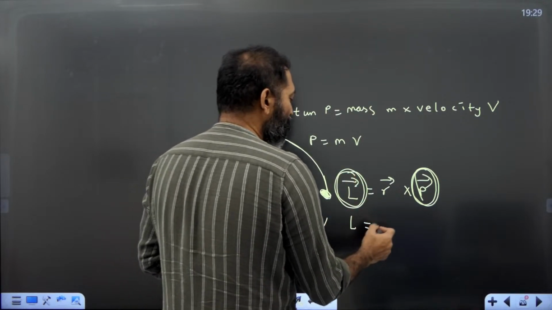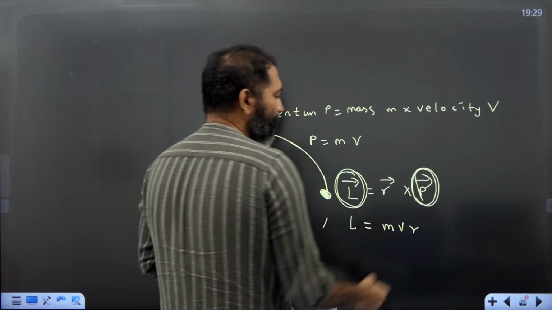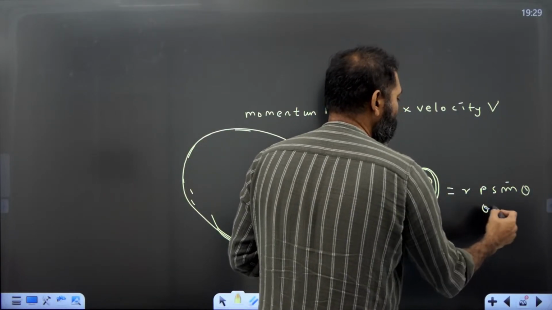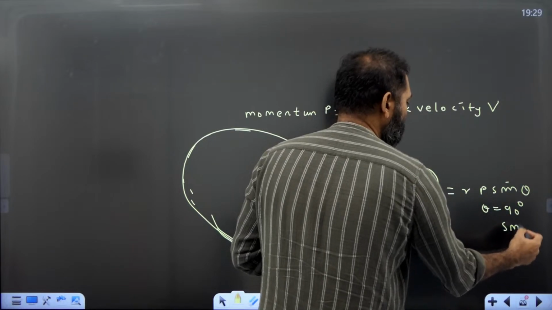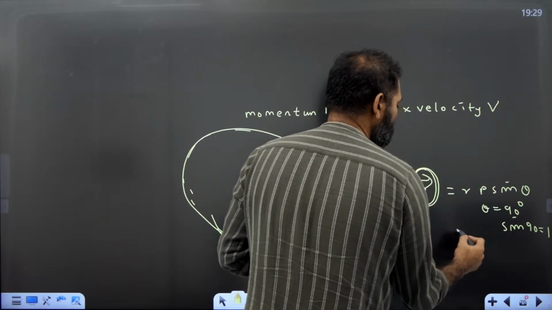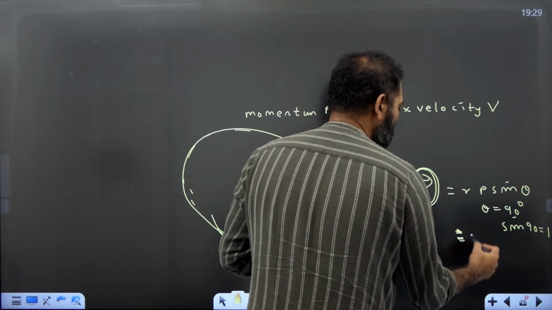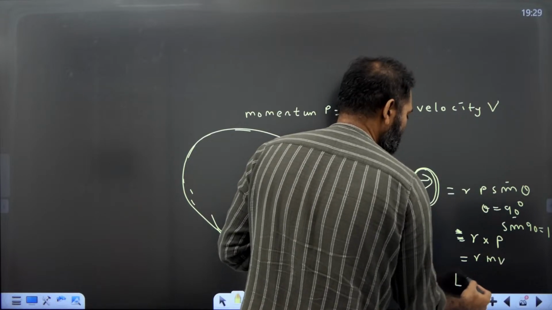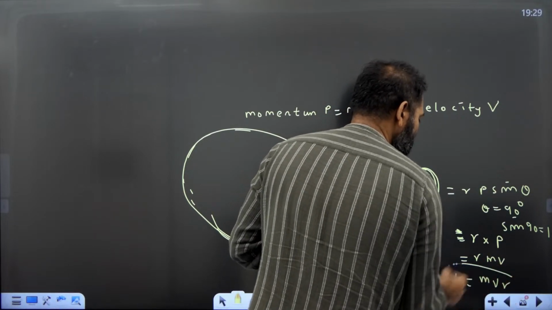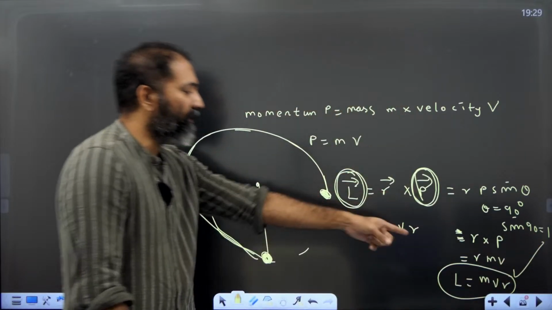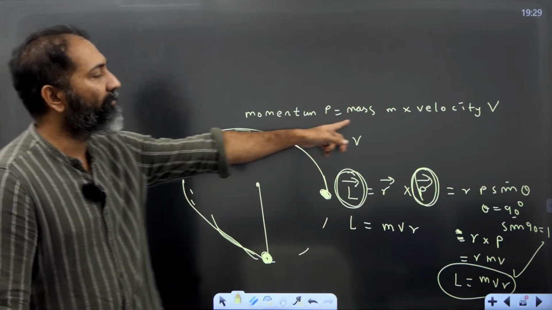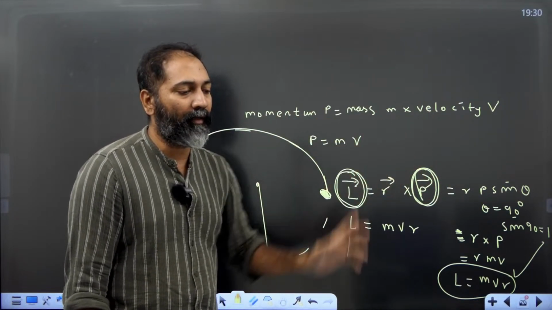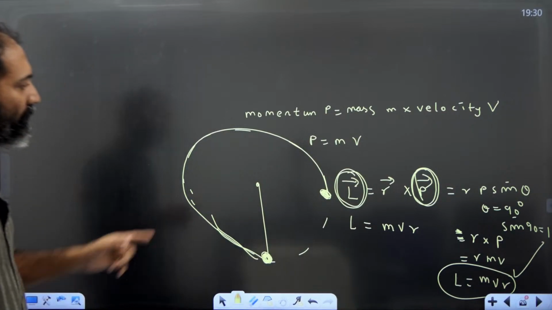So what is the equation for momentum in rotational motion? MVR. Why? R vector cross P vector is RP sin theta. Suppose theta equal to 90 degree, sin 90 is 1. Then R into P, and P is mass into velocity. So angular momentum L equal to MVR. This is the angular momentum possessed by a body in rotational motion. This is the linear momentum possessed by a body in translatory motion. What is the relation between them? L vector equal to R vector cross P vector. This is clear, right?